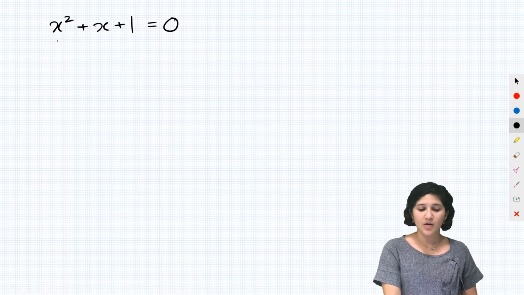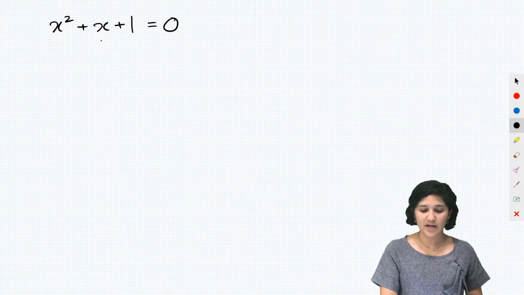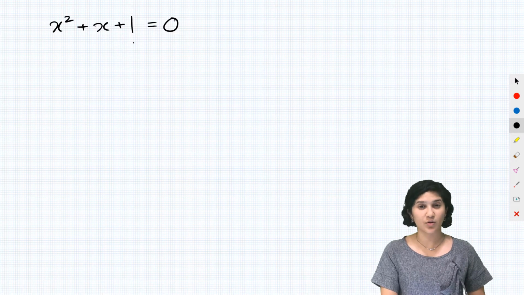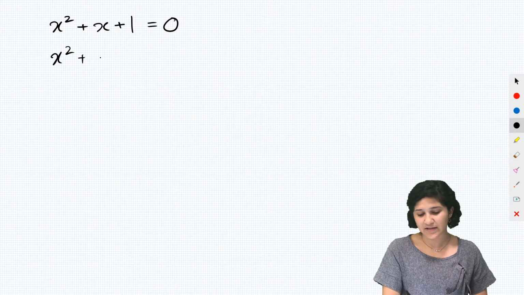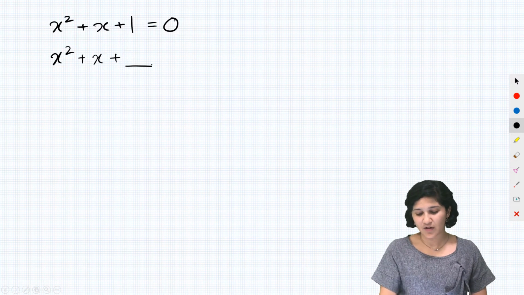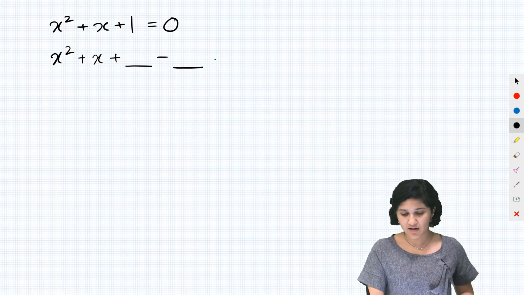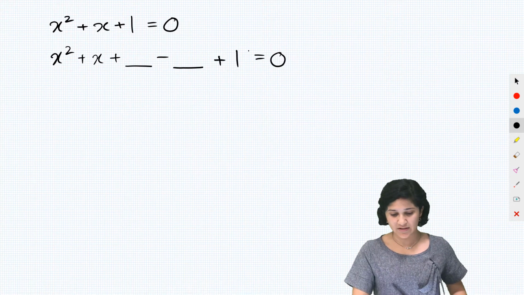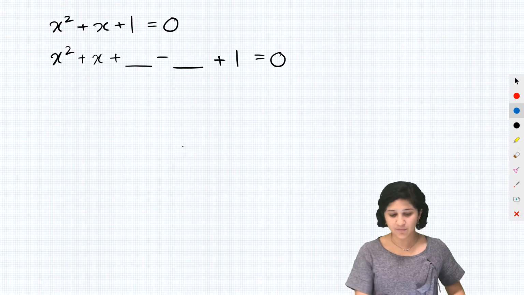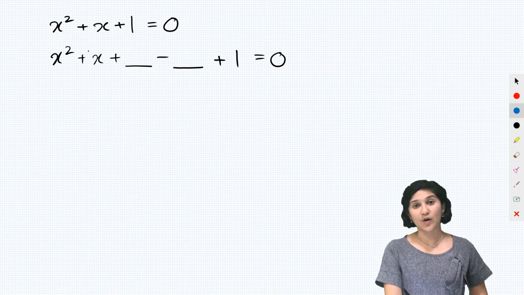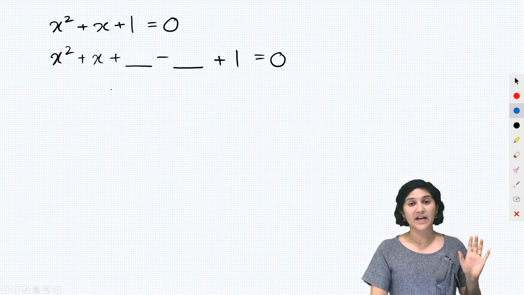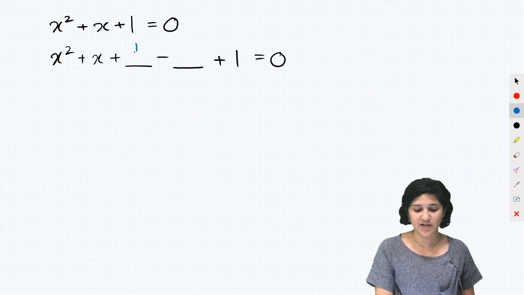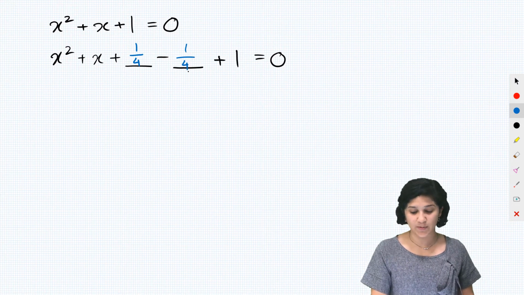Okay, so now we look at this and we say, all right, I need to complete the square because there's no way I can factorize this. So I go x squared plus x plus something, I don't know what, and then I'll minus the same thing, plus 1 equals 0. Okay, so this time, when there's nothing there, I know that means 1. So half of that is going to be a half, and the square of 1/2 is actually 1/4. So I need to add 1/4, and I also subtract 1/4.